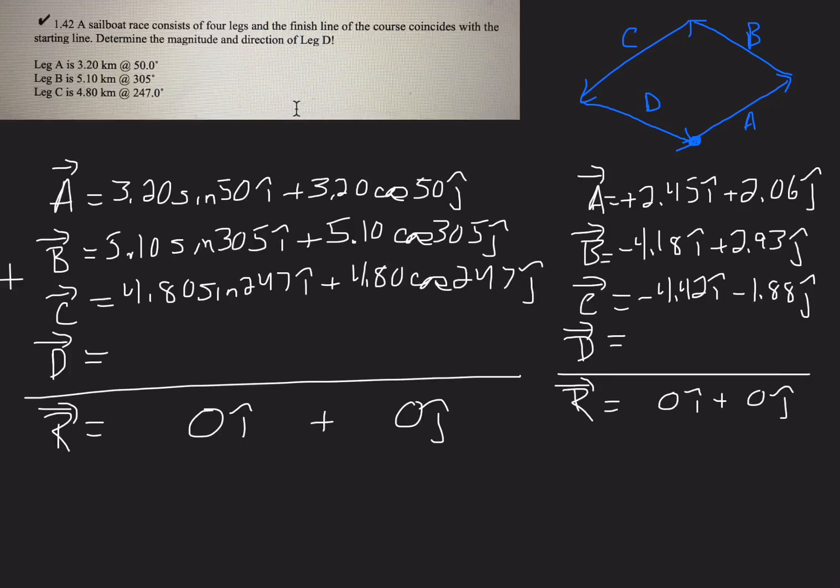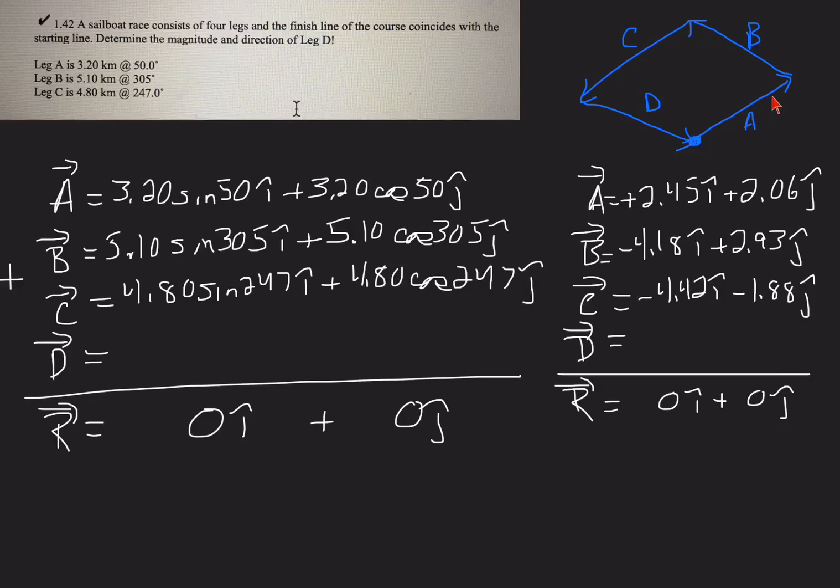So if you look at the numbers here, let's look at vector A. You'll see it should have a positive i hat and a positive j hat, which it does. Vector B is going up this way. It should have a negative i hat and a positive j hat. It does. Vector C is coming down this way, so it should have a negative j hat and a negative i hat. It does. So what should D have? Vector D should have a negative j hat and a positive i hat.